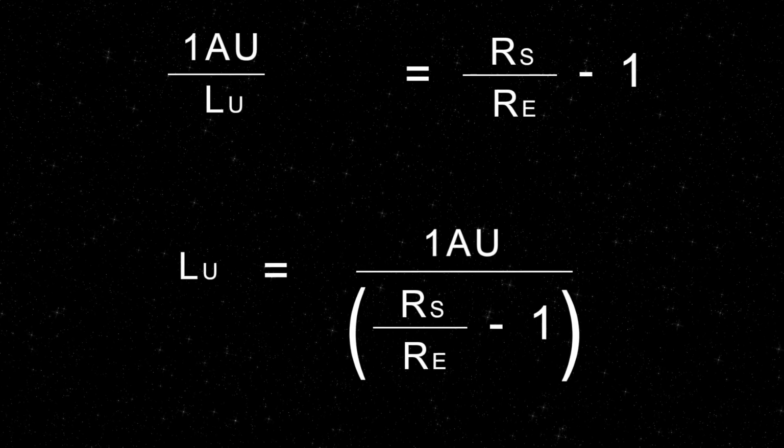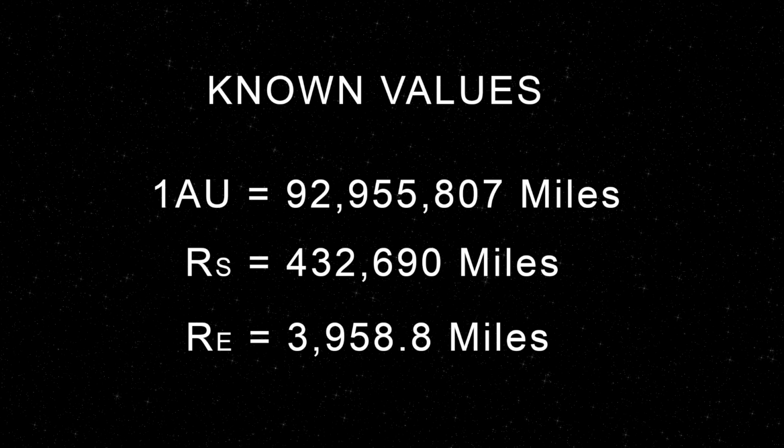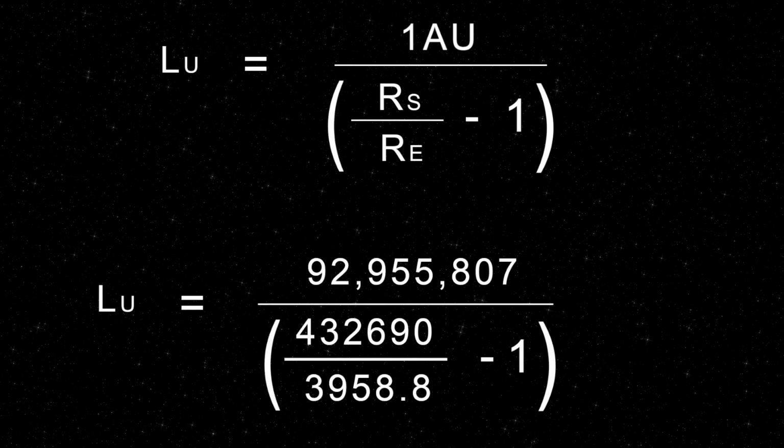The distance to the sun varies throughout the year a bit, but the average distance is what we call 1 astronomical unit, and its value is 92,955,807 miles. The radius of the sun is 432,690 miles, and the average radius of the Earth is 3,958.8 miles. So now we'll punch these numbers into the equation and move forward.